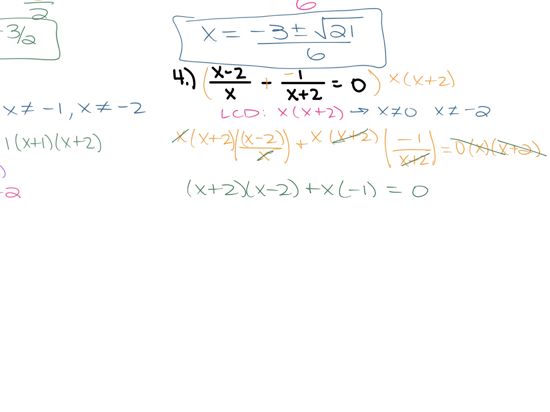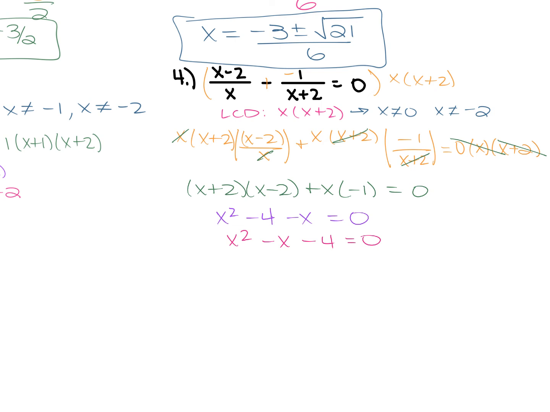I'm going to FOIL out the x plus 2 times x minus 2 and multiply your x with the negative 1. This is going to give us x squared minus 4 minus x is equal to 0. I don't like the order of this, so I'm going to rearrange it to be in standard form. And that's going to give us x squared minus x minus 4 is equal to 0.